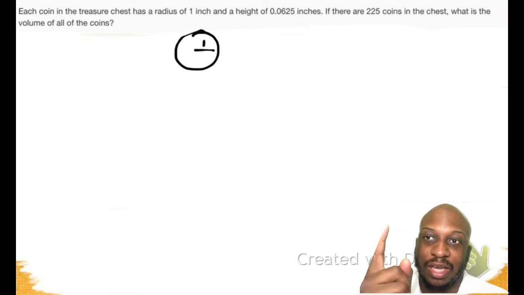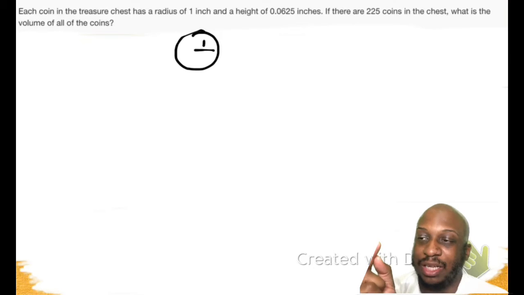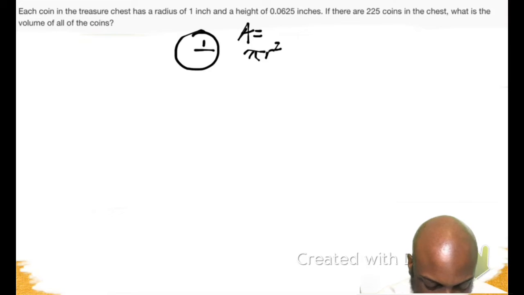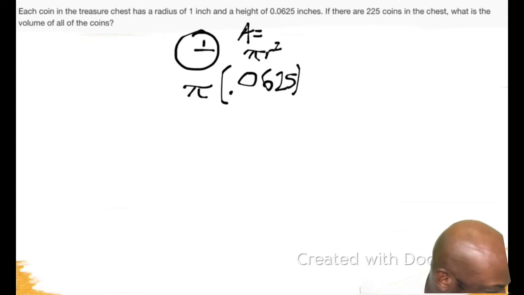You know, 1 inch is about the size of my index finger digit.